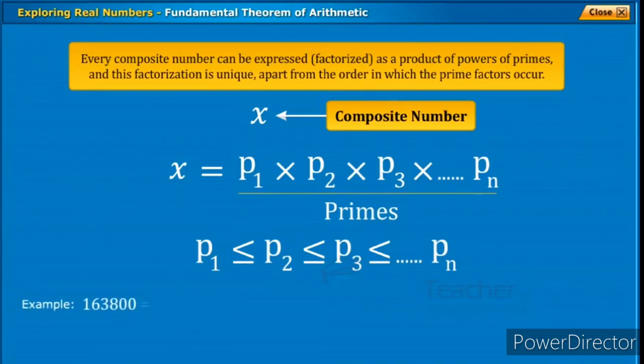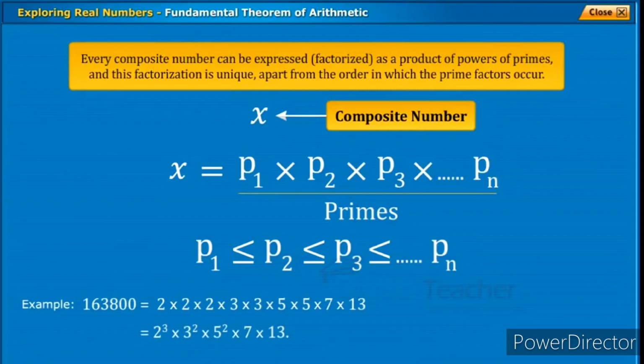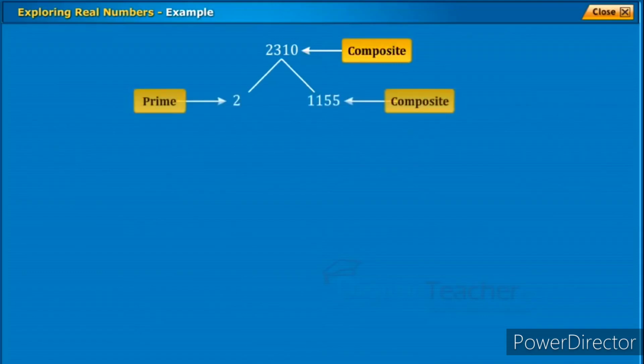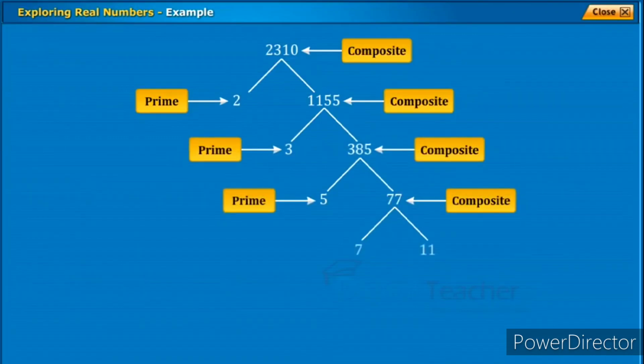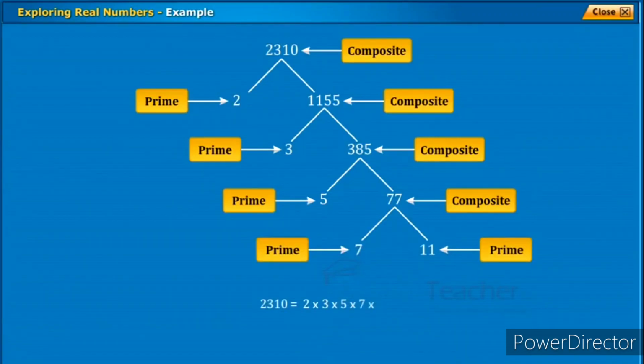For example, 1,63,800 can be written in terms of a product of prime factors as shown. Exploring real numbers. For example, the composite number 2310 is expressed in terms of a product of primes as shown on the screen. Therefore, the primes in the product are 2, 3, 5, 7 and 11.